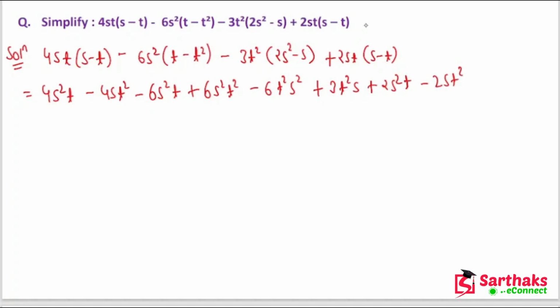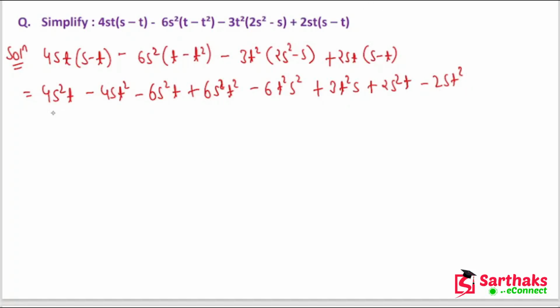Okay, let us cross check. It would be 4 s square t minus 4 s t square minus 6 s square t plus 6 s square t square minus 3, 3 into 2, that is 6 t square s square, minus minus plus 3 s t square plus 2 s square t minus 2 s t square. Okay, so let us solve them.